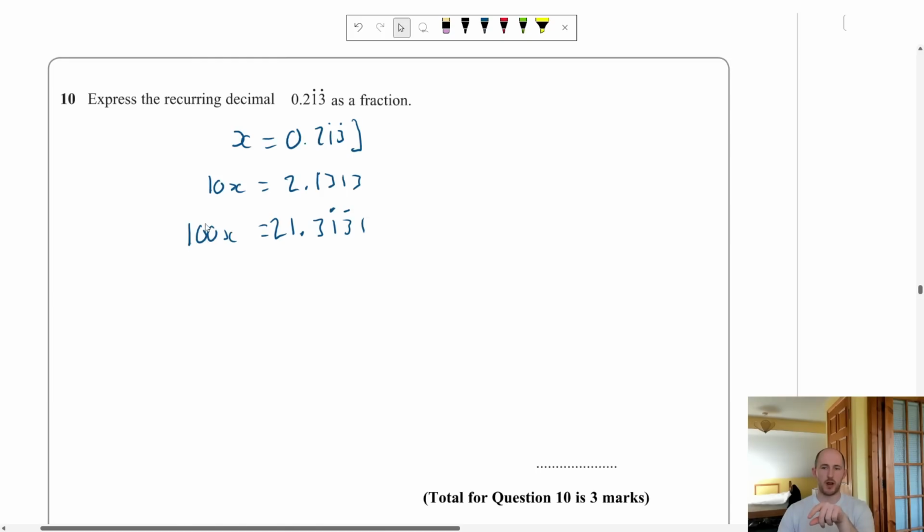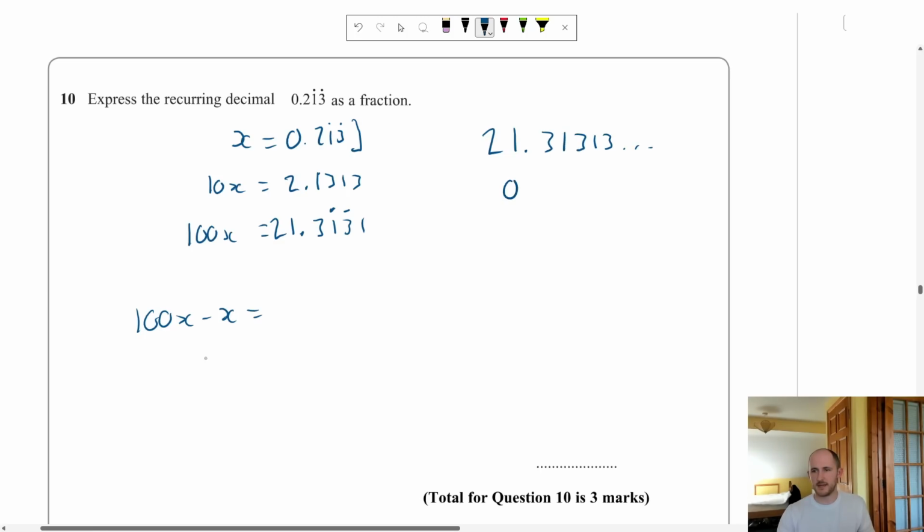So I'm going to times by 100 because it has 2 zeros, because there's 2 recurring decimals. If there's 1 recurring decimal, you would times by 10 because there's 1 zero. If there's 3 recurring decimals, you would times by 1000, and so on. Then all you're going to do is do 100x minus x. And I like to write them on top of each other because I'm extraordinarily paranoid.